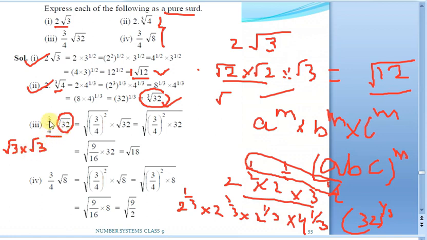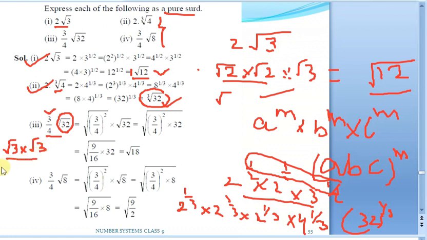So try to express this 3 as the product of root 3 into root 3. If it is a cube root, you will write it as 3 power 1 by 3 into cube root of 3 into cube root of 3 into cube root of 3. If it is fourth order, 3 power 1 by 4 into 3 power 1 by 4 into 3 power 1 by 4 into 3 power 1 by 4.